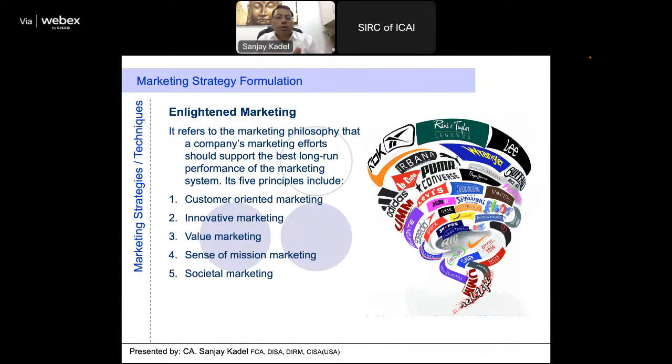And then your marketing should also be socially relevant. It is called the societal marketing principle. So once you follow these five principles, it is called enlightened marketing.